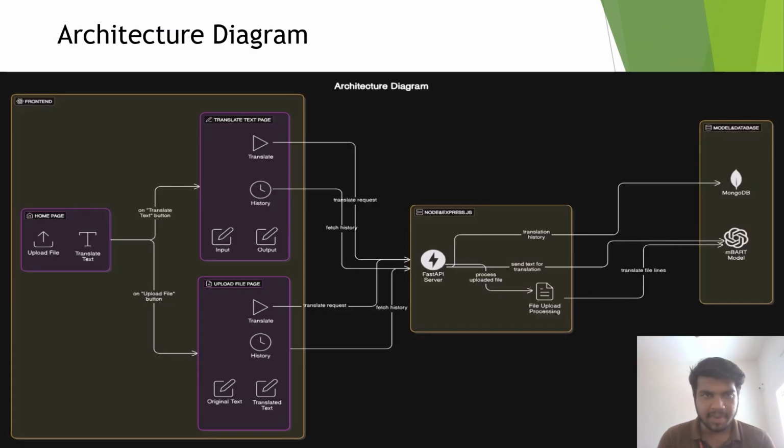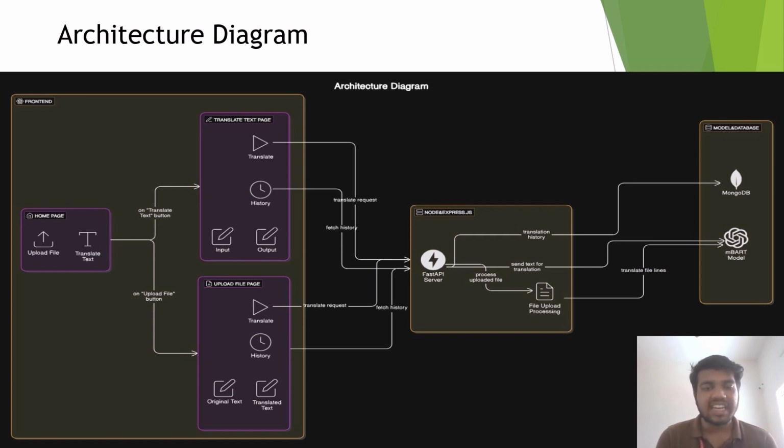Now I am going to explain the architecture diagram. It is the architecture of our English to Telugu translation system. It has three main parts: front end, back end, and model or database. Now coming to the front end, the user starts on the home page, and here they can choose translate text or upload file.